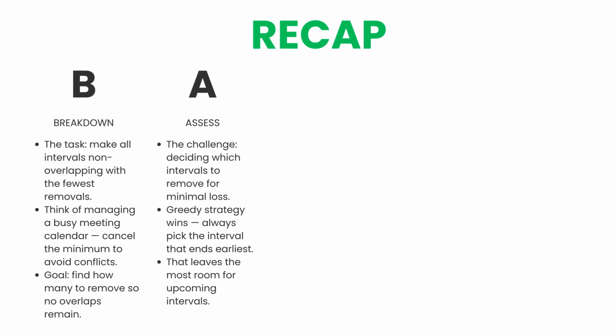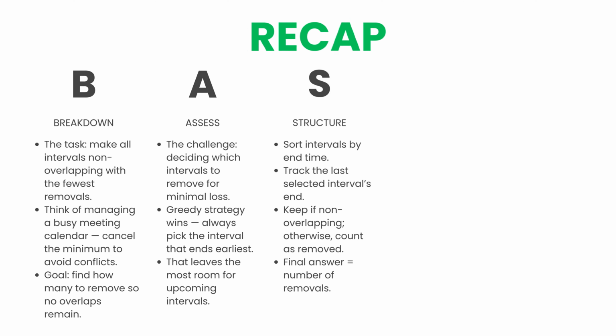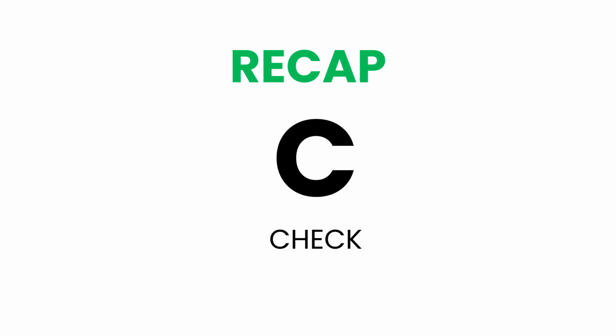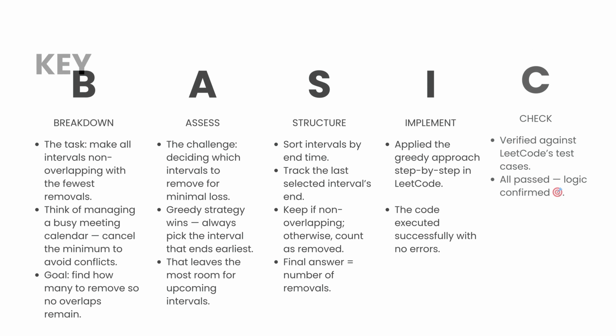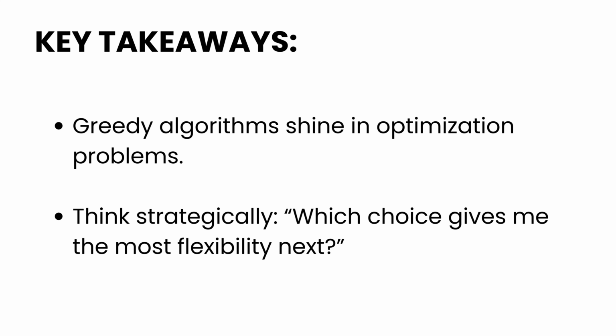Structure recap. The plan was straightforward: sort by end time, sweep once, and keep an interval only if it starts at or after the end of the last kept one. Every time we see an overlap, we count a removal. The final count is the minimum deletions required. Implement recap. We implemented this flow on LeetCode and the solution executed cleanly without any errors. Check recap. We verified the logic with LeetCode's runs, confirming that it behaves exactly as expected and passes the test cases, including edge scenarios. Key takeaway: when scheduling is involved, earliest finish first is a powerful greedy pattern. By maximizing what you can keep, you automatically minimize what you need to remove.